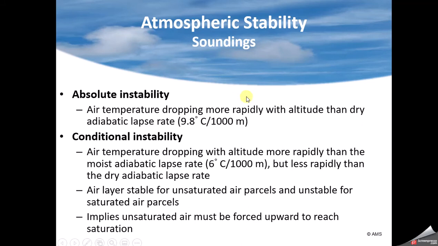So there's things called absolute instability, where the air temperature is dropping more rapidly with altitude than the dry adiabatic lapse rate. It doesn't happen much. Conditional instability, and that's where moisture adds in. Remember, if you release latent heat, you go on the moist adiabatic lapse rate.